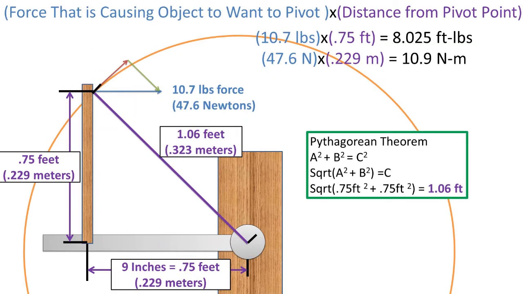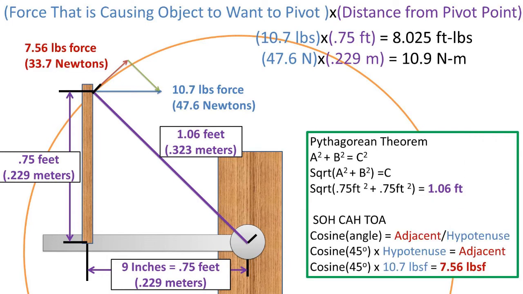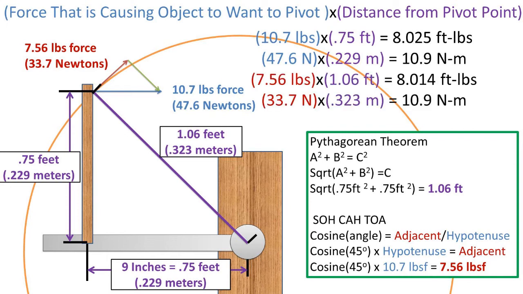The second way to view it is to find the force that is pivoting the torque wrench at its pivot point and the distance from the pivot point. If we do this by completing the Pythagorean theorem for the length and SOHCAHTOA to break down the force vector to get the force that is going tangent to the circle of rotation, we get 7.56 pounds force times 1.06 feet distance equal to 8.014 foot-pounds or 10.9 newton meters. This is close to the same value but varies very slightly due to the rounding and conversions of these numbers.